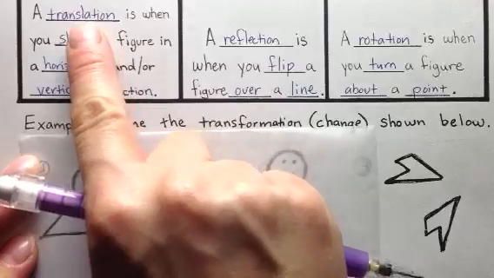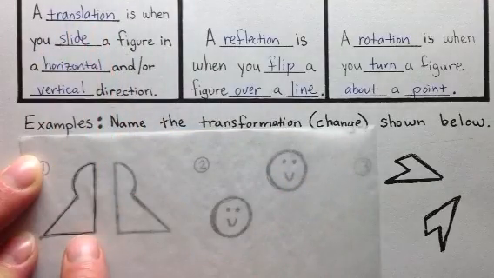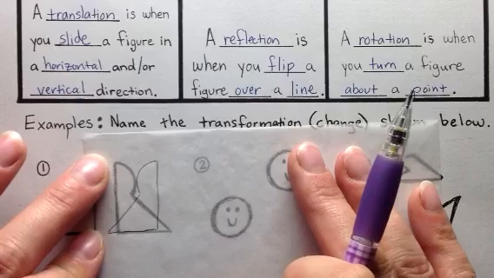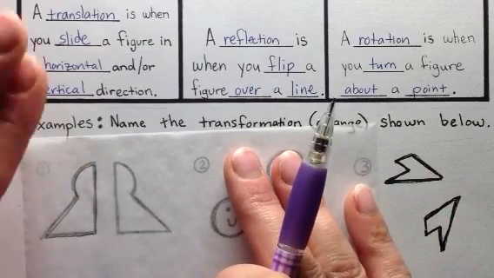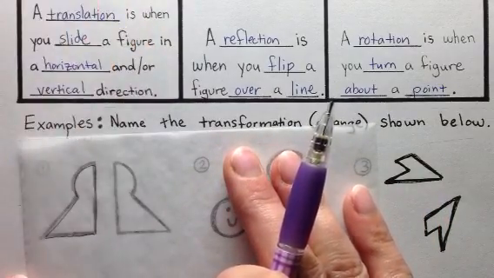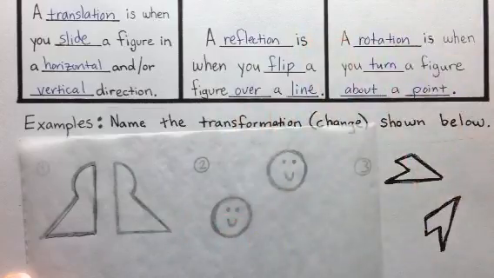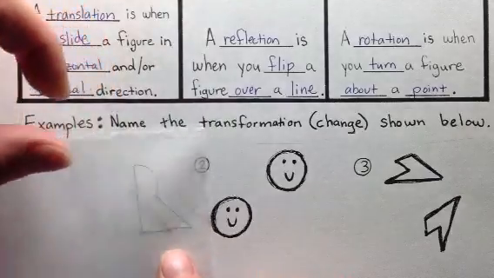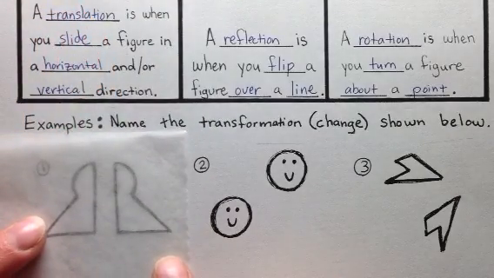Okay, first of all, if it was a translation, I would be able to slide from the pre-image to the image. There's no way. It's backwards, so that's not going to be a translation. If it is a reflection, I would be flipping. And in this case, with tracing paper, you have to actually turn your paper over to make it match. And that is what this is.